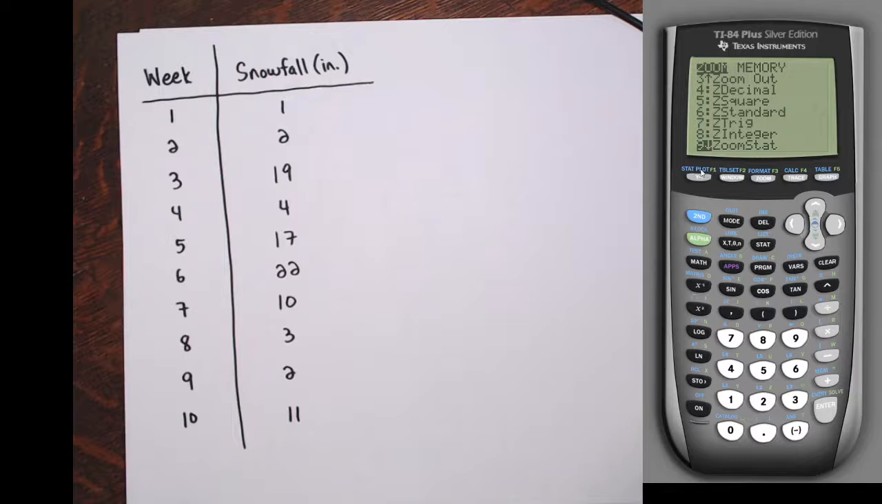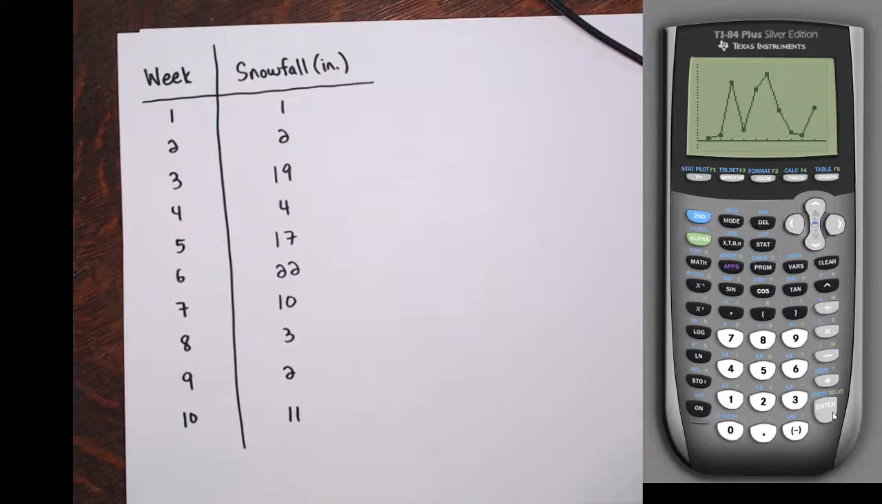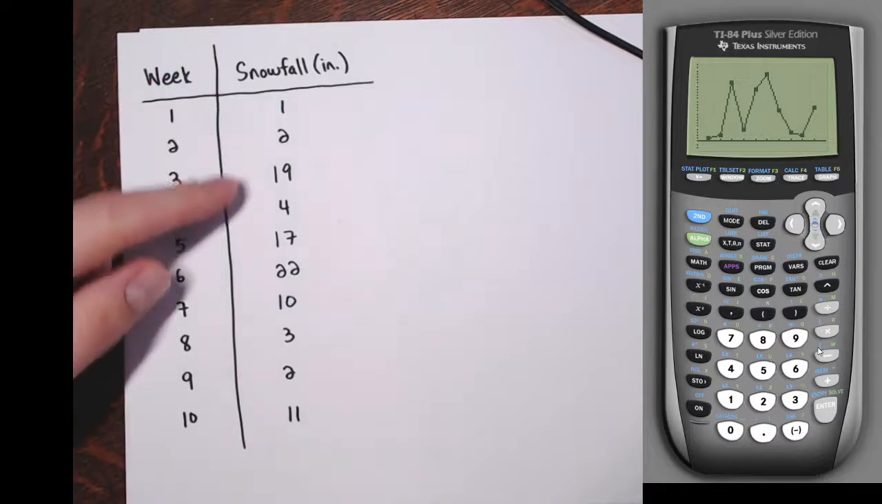Remember that was called a stat plot. When you hit zoom stat, it'll zoom in and show you a graph. It'll change the window for you so that all your statistical plots will show up on the same graph. And there you go. There is a line graph of this data.